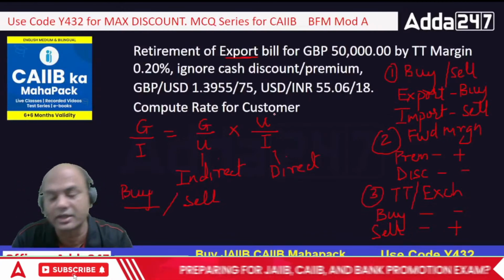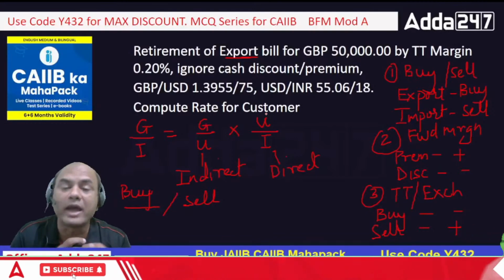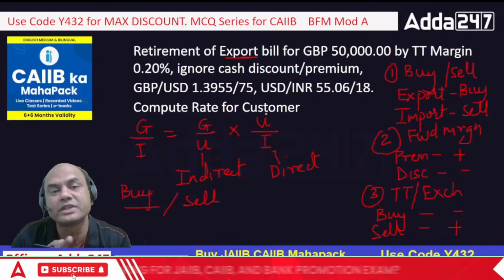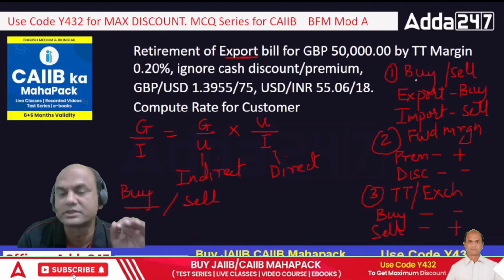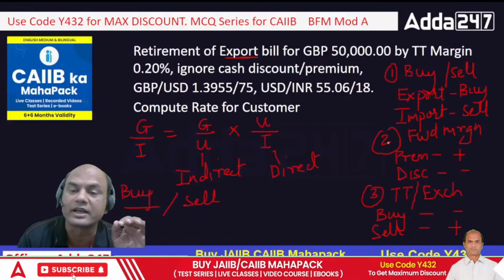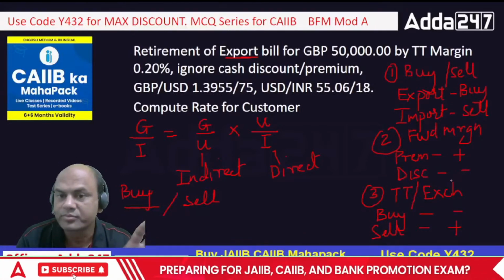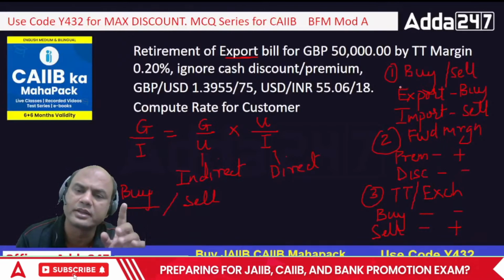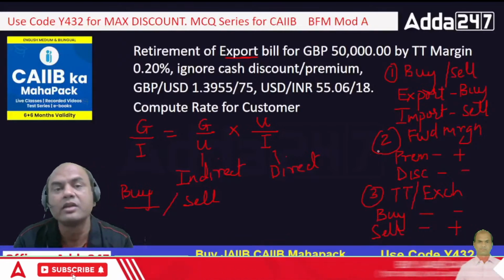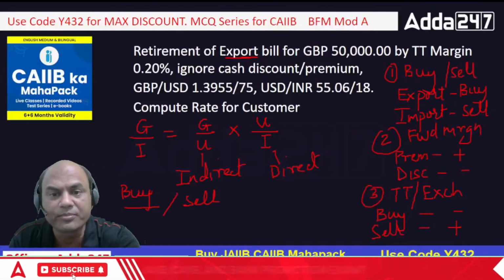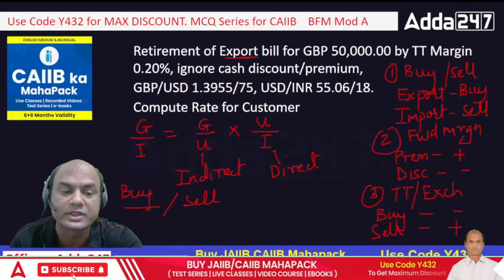Compute the rate to the customer. This is your final rate. So again I'll just go back and revise it. Under revision, remember the point over here is buy. First decide buy or sell, then second decide forward margin, and third decide TT margin. Always remember, go in this sequence only. If you miss out on this sequence, you will definitely fall into some trap. So never fall into that trap. Never miss out on any sequence which I have given.